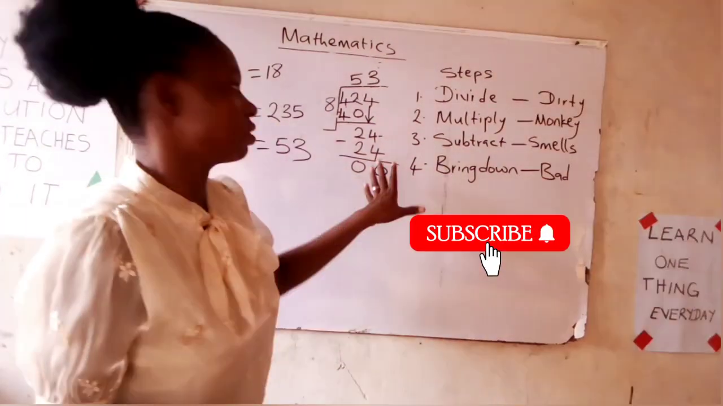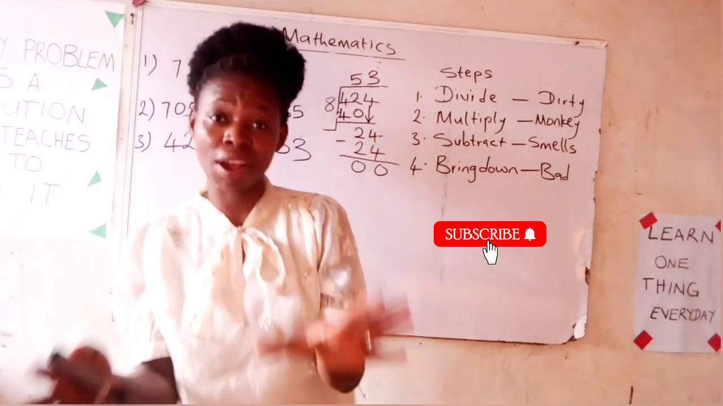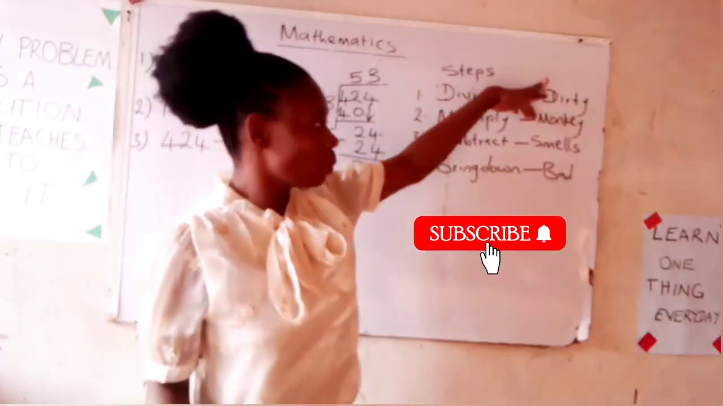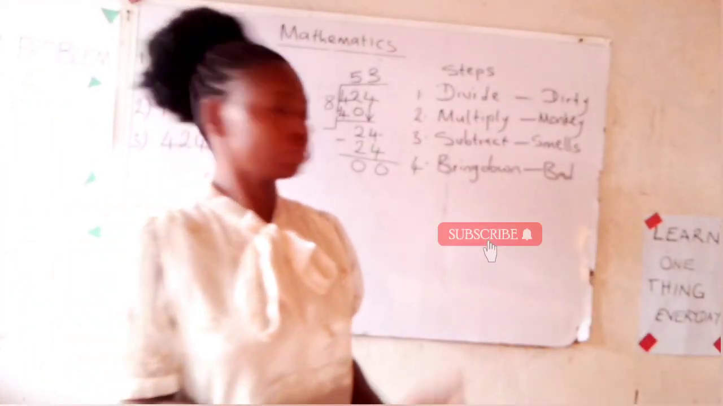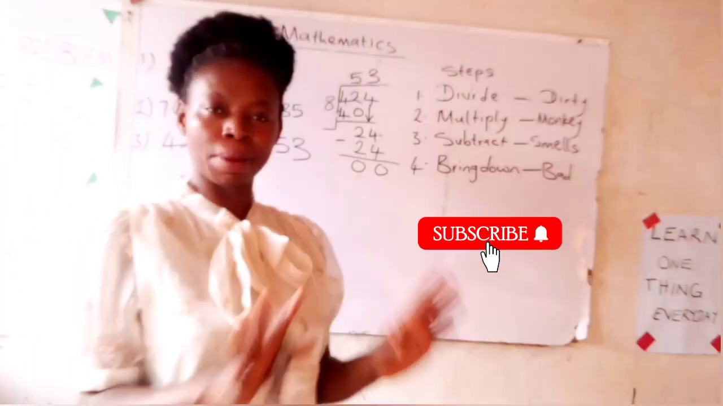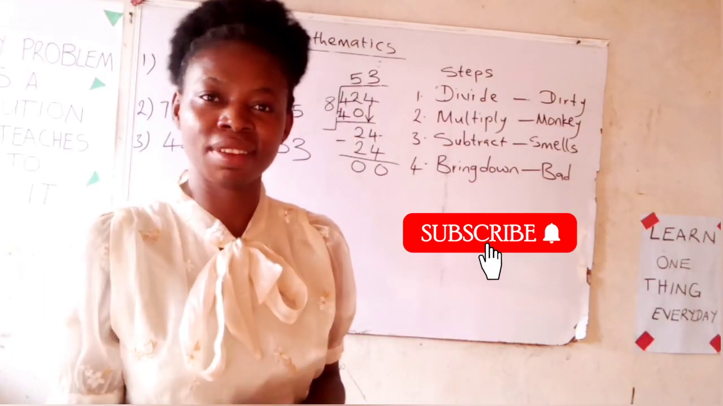You can see with these steps, divide, multiply, subtract, bring down, which you can remember by dirty monkey smells bad. You can remember these steps and apply them systematically, step by step. You are going to find long division very, very interesting and easy.